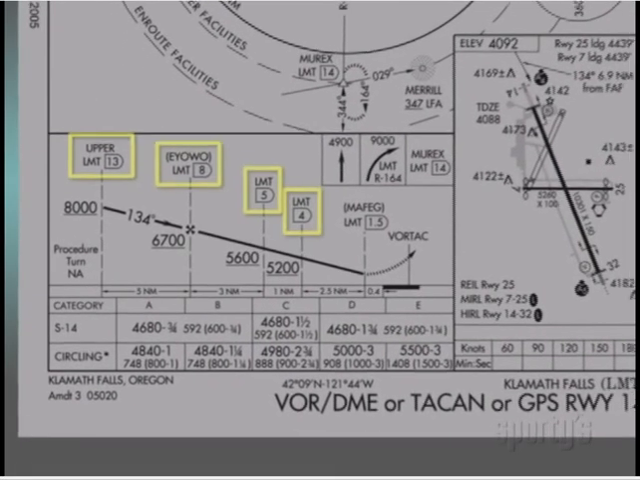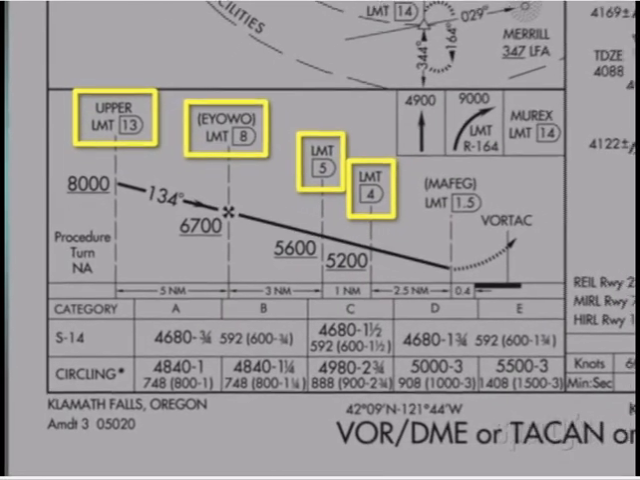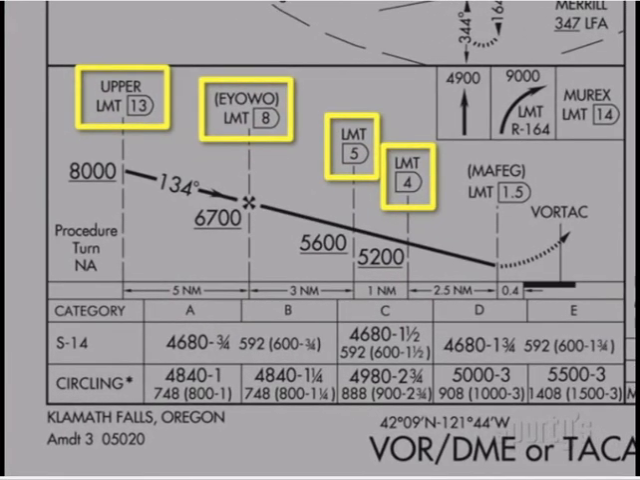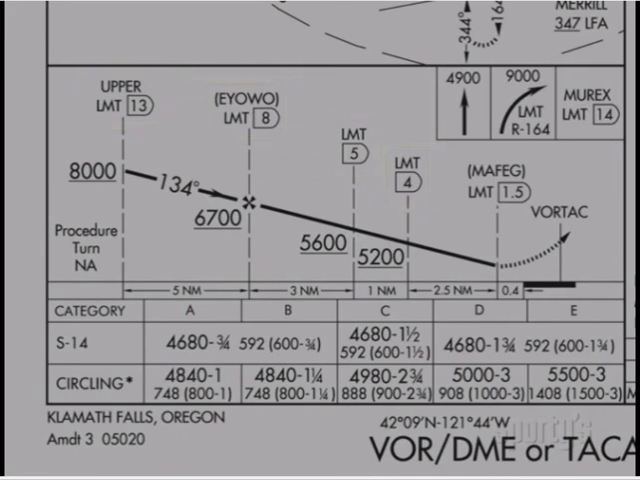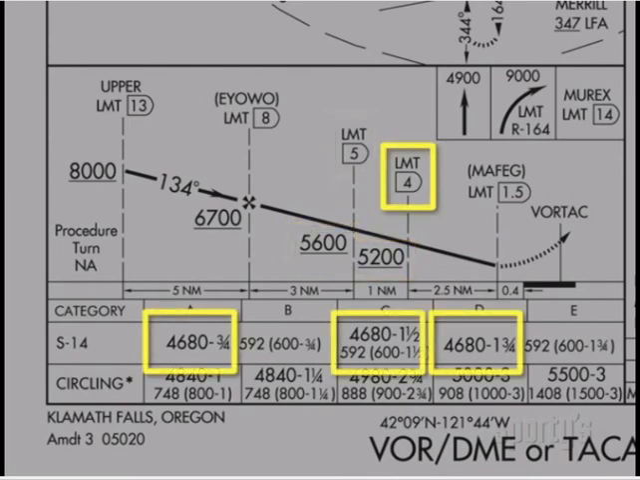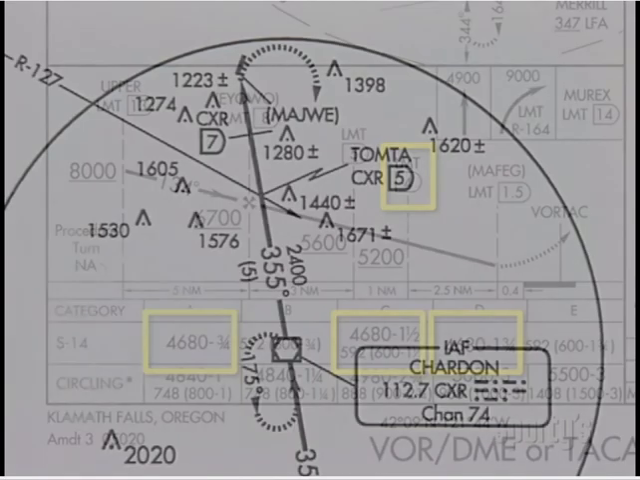Step-down fixes are defined points which allow descent to a lower altitude. They may be DME or any other navigational fix. Step down from 5,600 to 5,200 feet is authorized at the 5 DME fix, and at the 4 DME fix to the MDA of 4,680 feet.